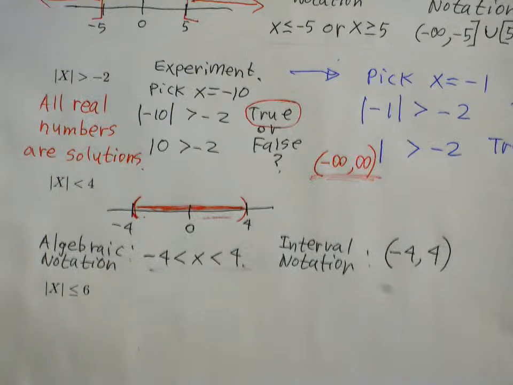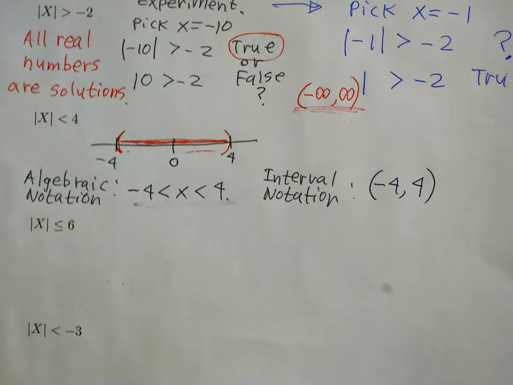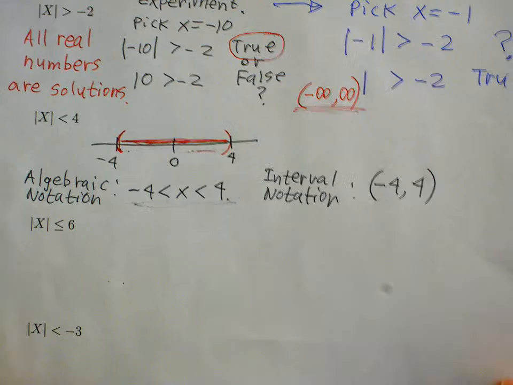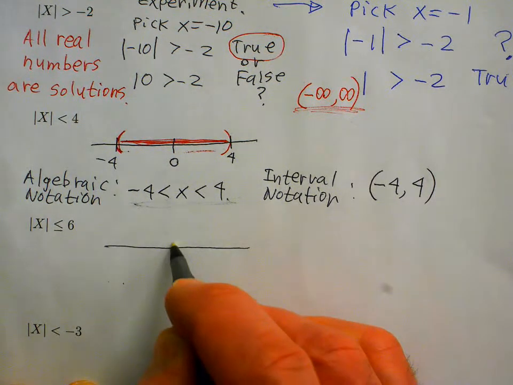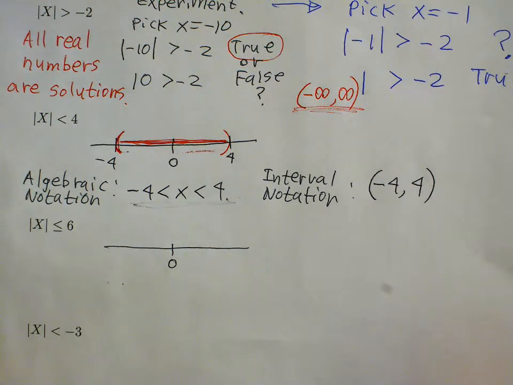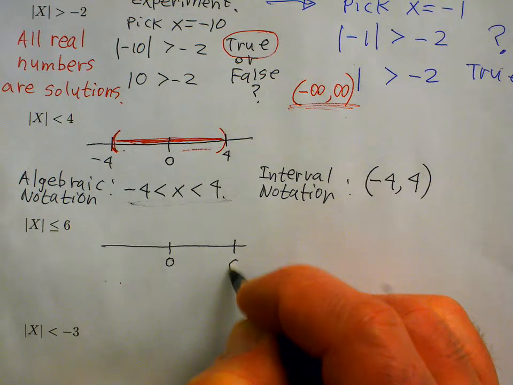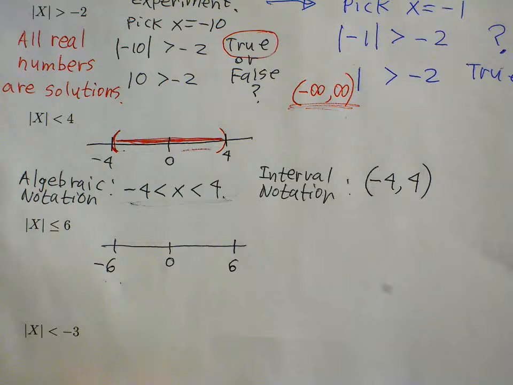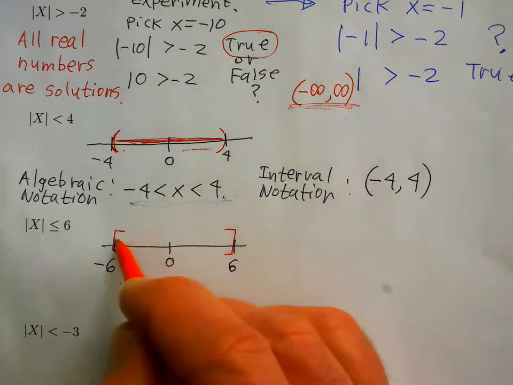Okay, the next one is similar to this one that we just finished. This time, though, it's the absolute value of x is less than or equal to 6. So we want to know all of the numbers whose distance from 0 is less than or equal to 6. So the numbers that are between -6 and 6, including -6 and 6, are solutions.